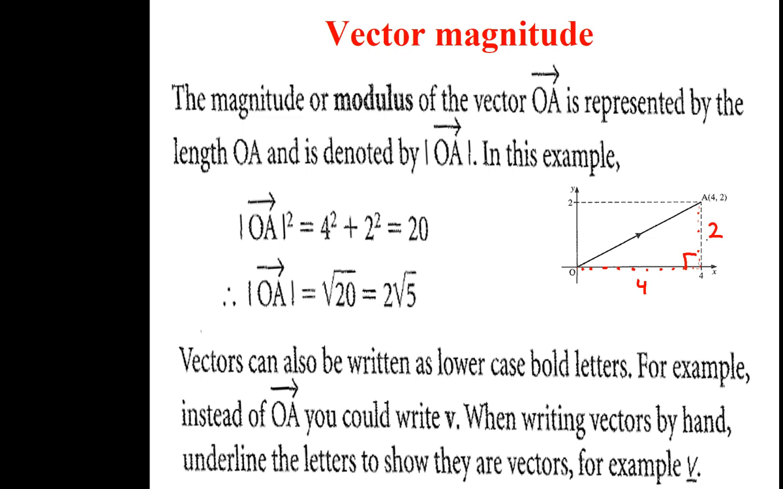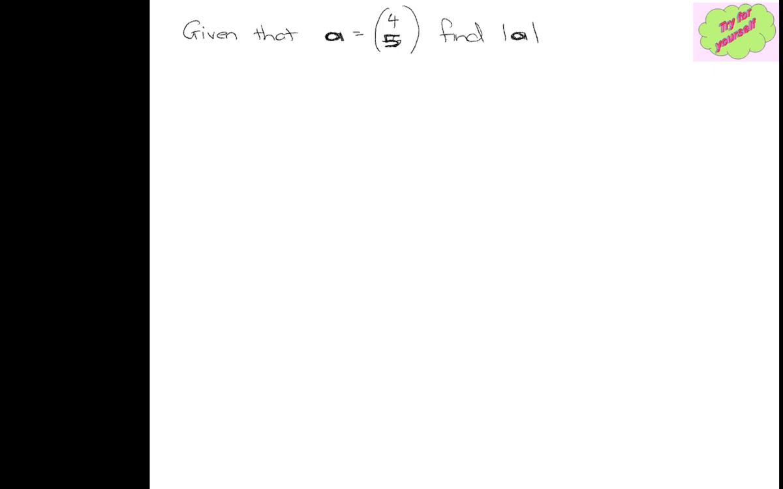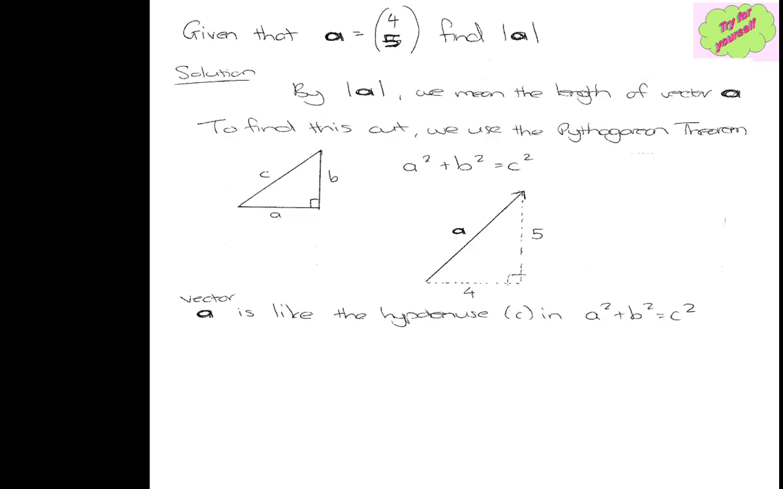Okay, so let's do some examples of finding the magnitude of V using Pythagoras' theorem. Solution: A is (4, 5), so it goes across 4 and up 5. Find the magnitude of A. They want you to find the length of the vector. We know it goes across by 4 and up by 5, so we can use Pythagoras' theorem: 4 squared plus 5 squared equals C squared. So the magnitude of the vector must be the square root of 4 squared plus 5 squared.